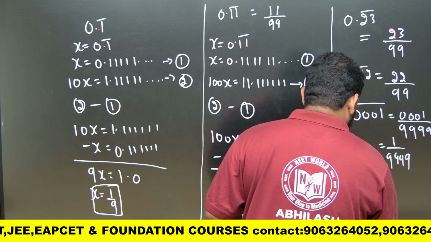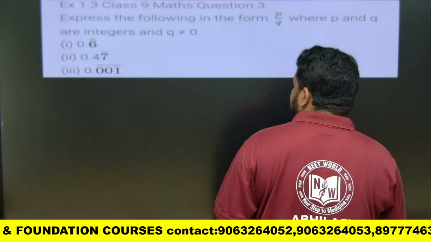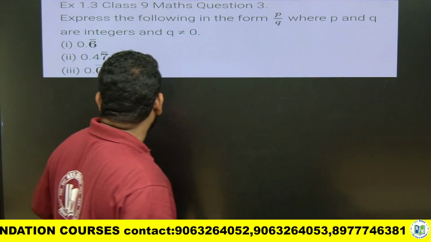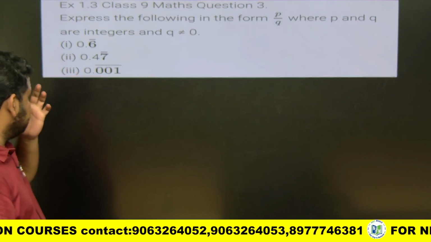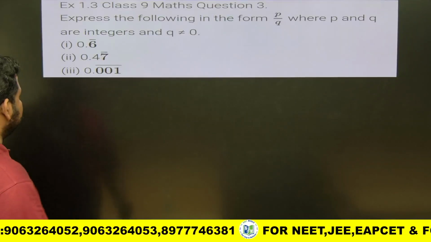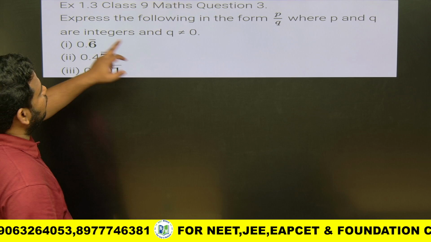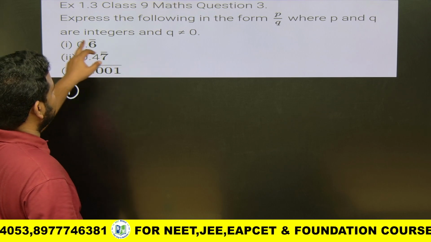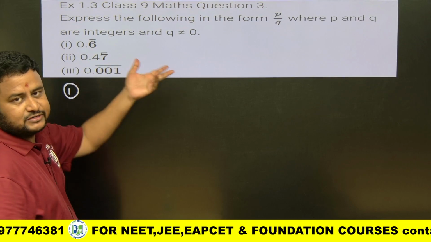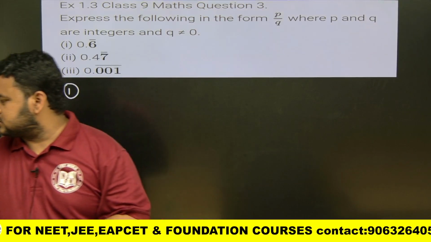Now based on this there is one question that is given. See here, we will solve this type of questions also, don't worry. First let us solve the first question and the third question, because I have told you the answer based on that only. The first question is what? They are telling, express the following in the form of p by q, where p and q are integers and q is not equal to 0. That is the basic definition of rational numbers, right? Now let us solve this question.